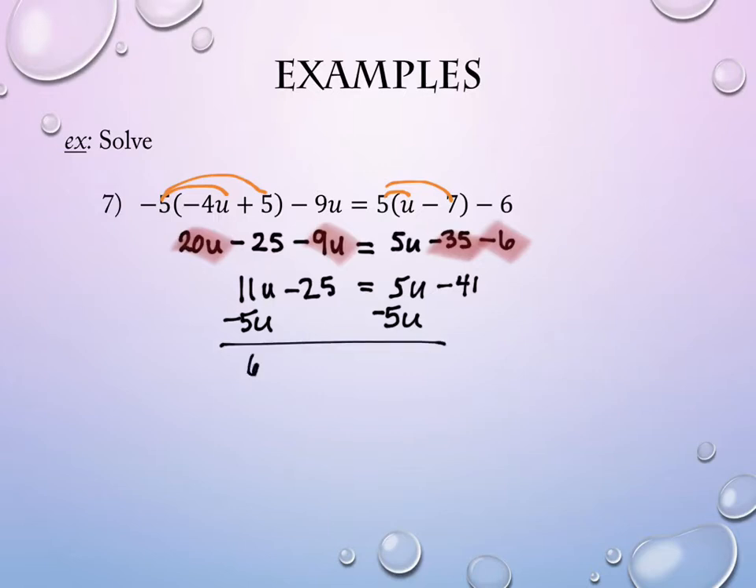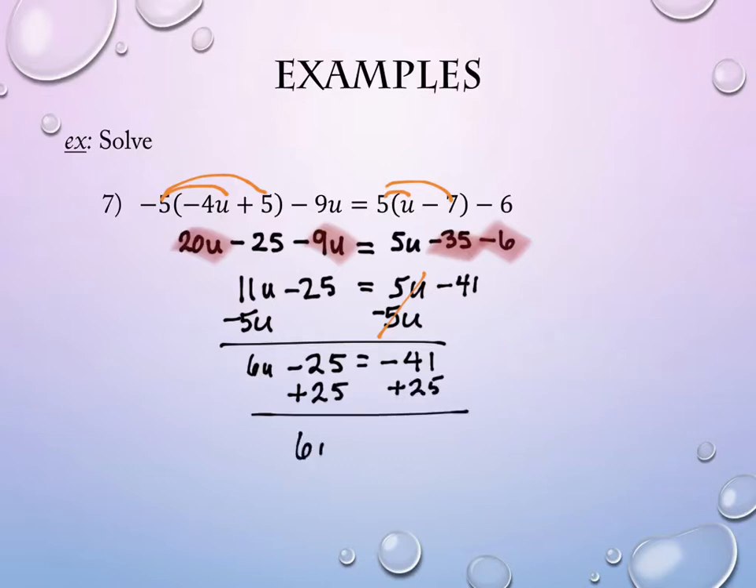So I have 6u minus 25 equals, so these add to 0, and I have negative 41. Now what? Yeah, we can add the 25.